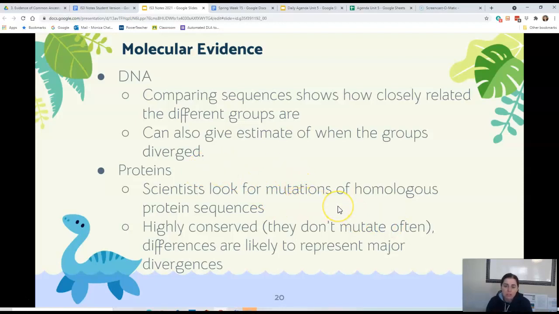Proteins. Scientists look for mutations of homologous protein sequences. They are highly conserved, meaning they do not change often. They stay the same, they don't mutate. If you have differences, that means something changed in that species significantly from the other one. And because it doesn't happen often, it must have been a significant thing for it to actually make that change.